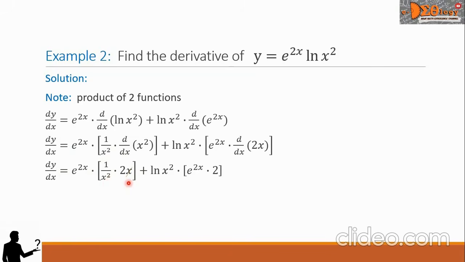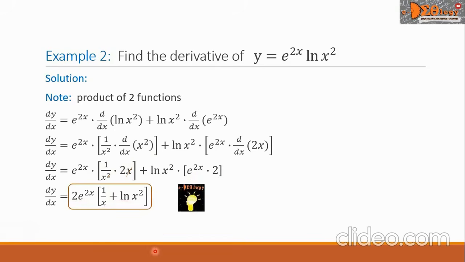Here we go. And then, in the two big groups here, we can observe that there is a common factor among them, and the common factor is the 2 times e raised to 2x. Factoring the common factor, we have 2e raised to 2x times the quantity 1 over x plus ln of x squared. This is our final answer.